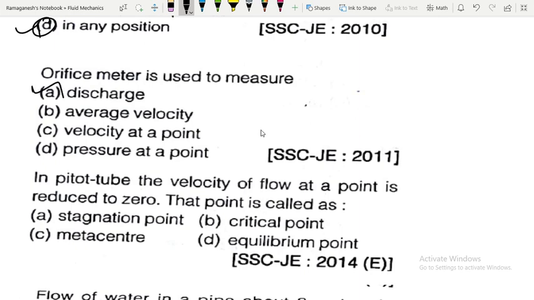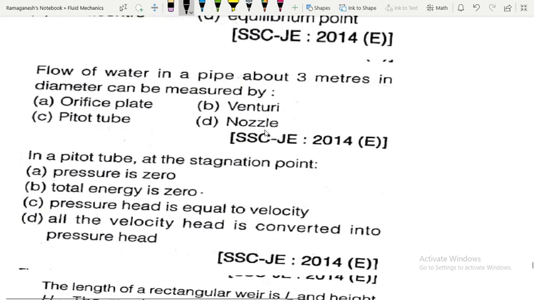So in the pitot tube the velocity of the flow at a point is reduced to zero, that point is called a stagnation point, right? The flow of water in a pipe about 3 meters in diameter can be measured by. So diameter அதிகமா இருக்கு, so we can use the venturi meter. Yeah, இதான் கொஞ்சம் டிஃபரெண்டான கொஸ்டின், flow of water தான் கால்குலேட் பண்ண போறோம். ஸோ கண்டிப்பா flow of discharge தான். ஸோ ஆரிஃபைஸ், நாசல், வென்ச்சுரி இந்த மூணு தான். சரி, அப்ப டயமீட்டர் 3 மீட்டர் அதிகமான டயமீட்டர், we are using the venturi.